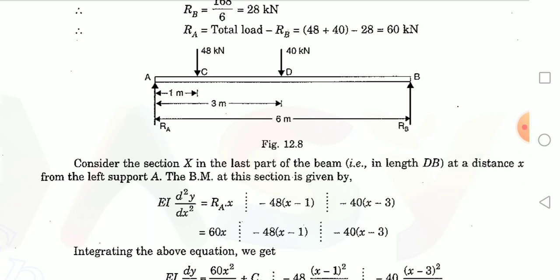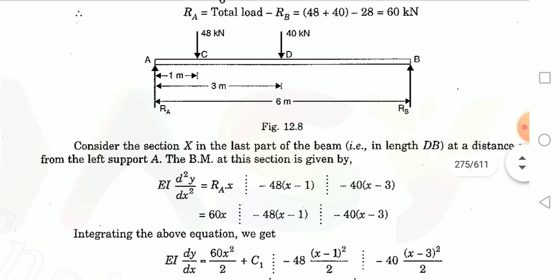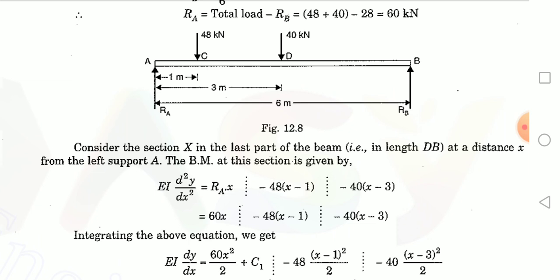So consider the section XX in the last part of the beam. So we can put a section in between of load D and B, at a distance X from the left support A. So there is a section XX at a distance of X from the left support A. So the bending moment at this section is given by EI d squared y by dx squared, that is bending moment M, equal to, in that section XX we have to find out the bending moment, which is in between D and B, an imaginary section. So we have to find out the moment at this section.